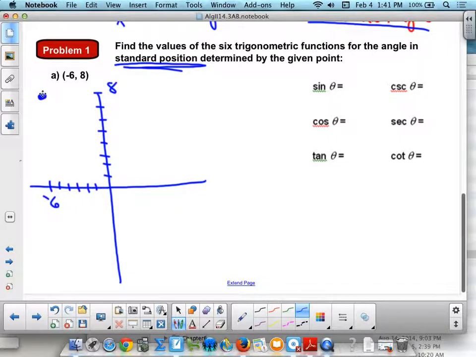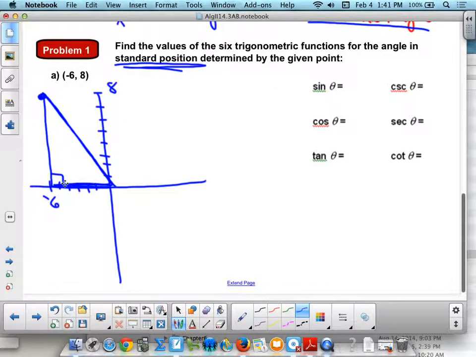It says find the values of the 6 trig functions. You can't do it unless you have a triangle. I don't see a triangle. Do you? Oh, you have to make it. So how do we make a triangle in the second quadrant? Go straight down to the x-axis. Over to the origin. Back to your dot, to the point. There it is. Right angle there.